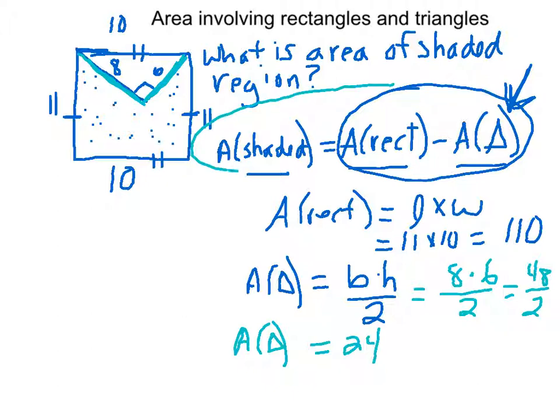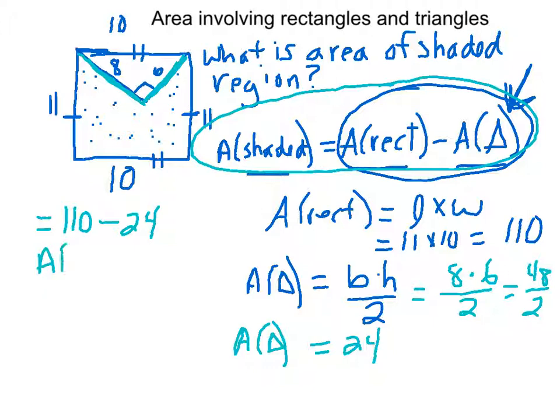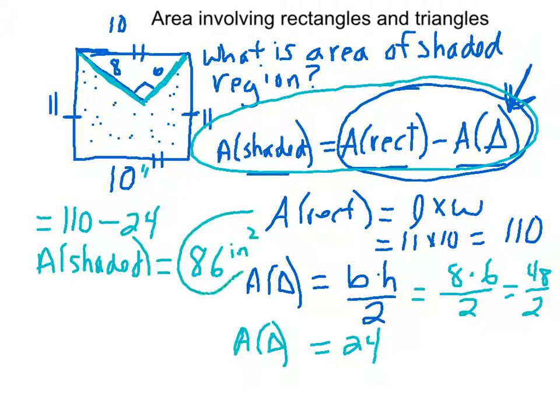Alright, back to our entire blurb here. The area of the shaded is the rectangle, which is 110, minus the triangle, which is 24. So the area of the shaded region, all we have to do is subtract those guys. That'll be 86. And what are my units? Did they give me units? Nope, so we're going to say inches squared.